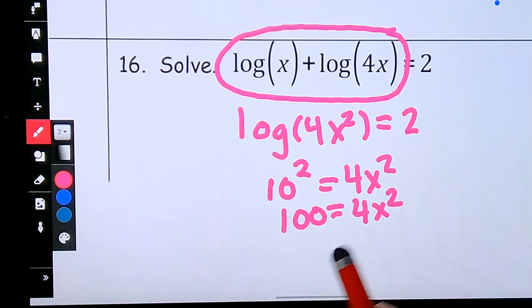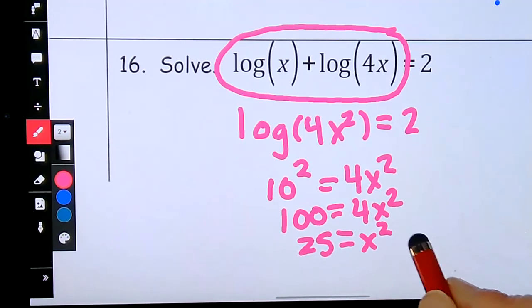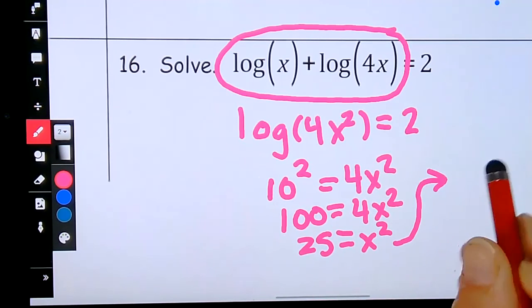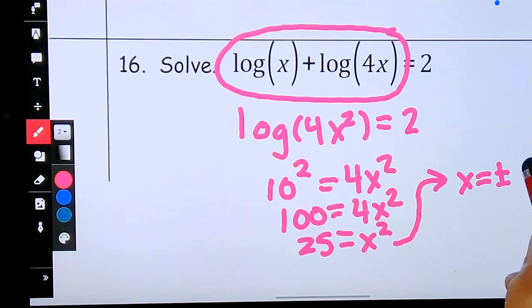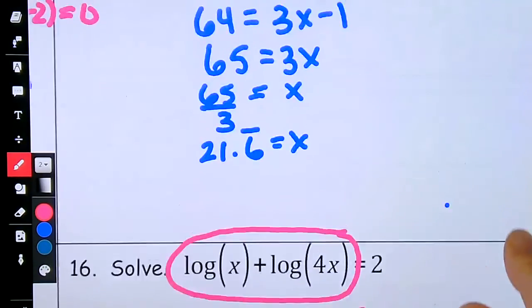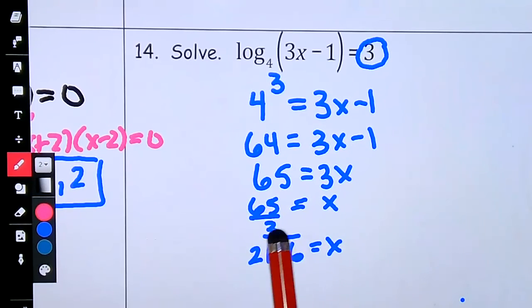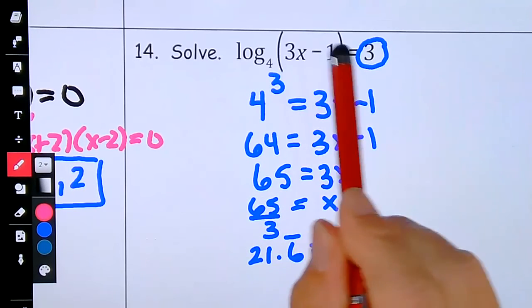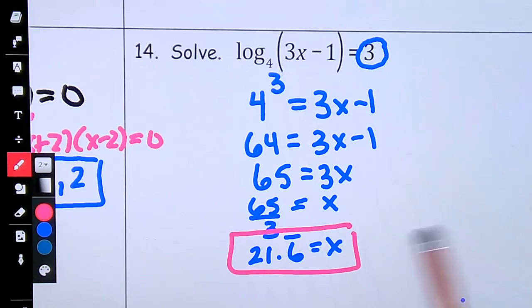So 100 is equal to 4x squared. I am going to divide by 4, so I get 25 is equal to x squared. And then when I take the square root, I get x is equal to positive and negative 5. Now, we always need to check for extraneous solutions. And in the one before, I didn't check because this was a positive, and it's not going to make this negative. I should have really checked. This is my answer.